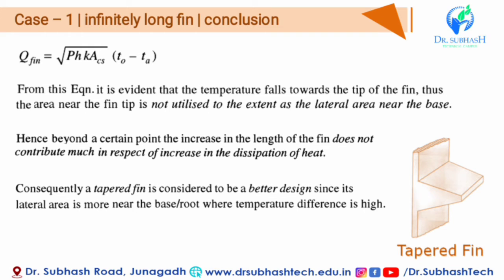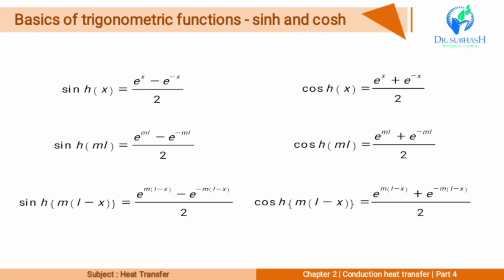Now, before we start our second and third case, I would like to share some basics of trigonometric functions, sine hyperbolic and cos hyperbolic. Maybe you people know such things, but it's just a quick repetition and it is required for our next topic. So here are some basics of sine hyperbolic and cos hyperbolic. Sine hyperbolic x is equal to (e raised to x minus e raised to minus x) divided by 2.